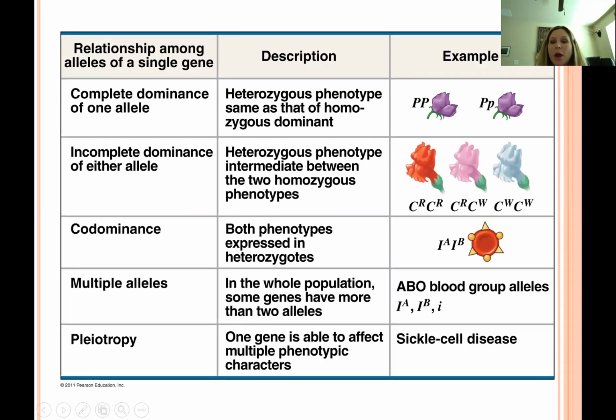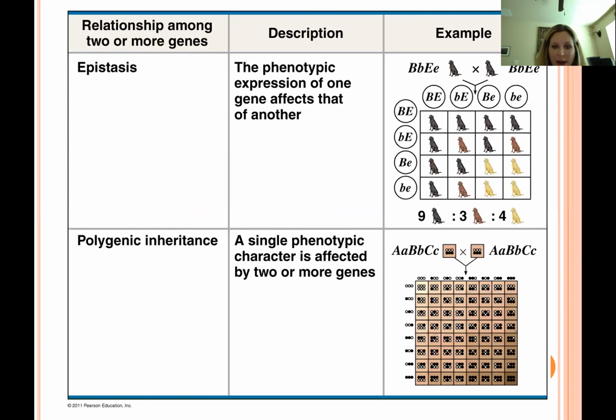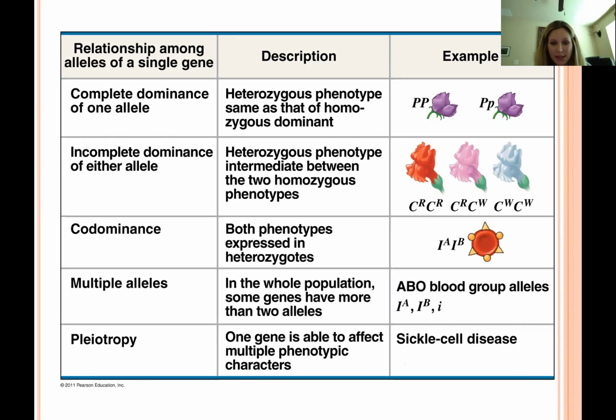Pleiotropy is something we have not talked about, and that's an important vocab word for you to know. One gene has multiple phenotypic effects. If polygenic inheritance is multiple genes having one phenotypic effect, pleiotropy is the opposite: one gene has multiple phenotypic effects. I know it sounds like I just said the same thing, but I didn't. So let me draw something out for you.